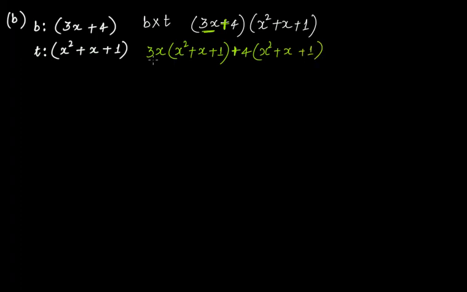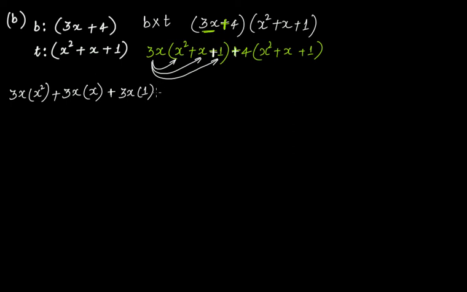So take 3x and multiply it by x squared, so this is 3x times x squared, 3x by this x, so 3x times x, this plus sign is here, right? Plus 3x multiplied by 1, then this plus sign is here, right? Plus here, 4 multiplied by x squared, 4 multiplied by x, this plus sign here, 4 multiplied by 1, that is 4. So this is 3x multiplied by x squared.